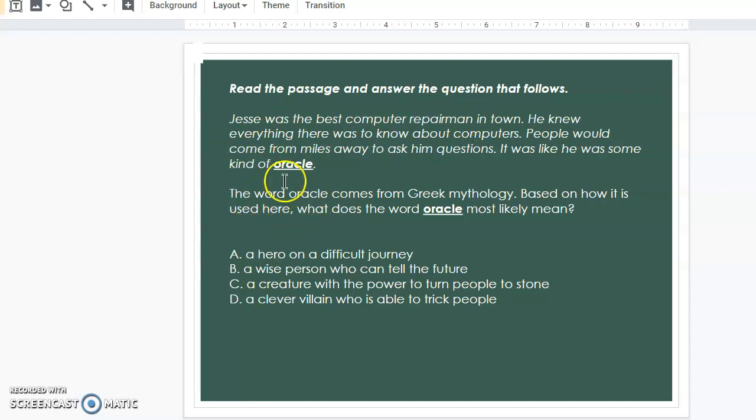Look around the word meaning, but also don't forget to take your time to plug these answer choices in to see if it makes sense. Making sense means it makes sense with the following sentences that are there, okay? That it's a perfect fit to the wording in the paragraph, okay? Don't forget, don't just write A in your discussion questions. If it's A, I want to hear a hero on a difficult journey, okay?